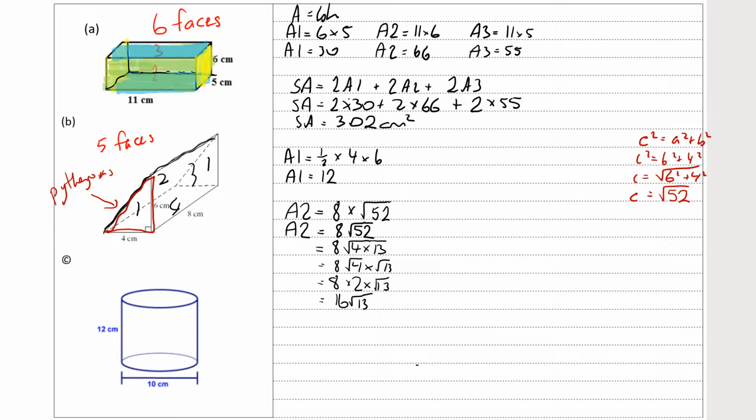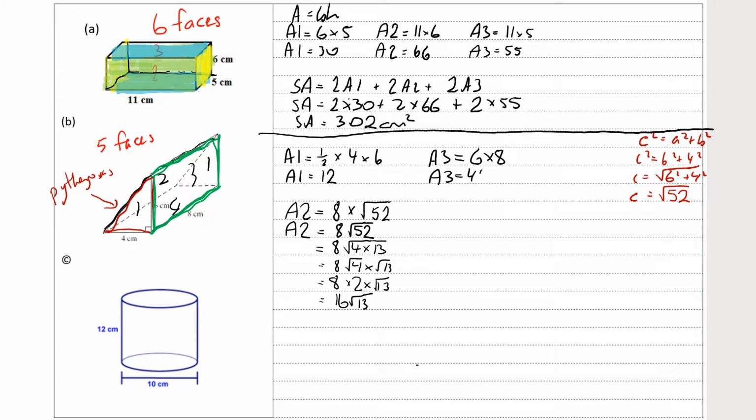All right, area 3 is next. Remember, area 3 is this rectangle up the back here. Now we've got both those measurements. We've got a 6 and an 8. So area 3, actually, we'll go back up here. And I'll draw a line separating these two questions. Area 3 equals 6 times 8. And we know 6 8s are 48.